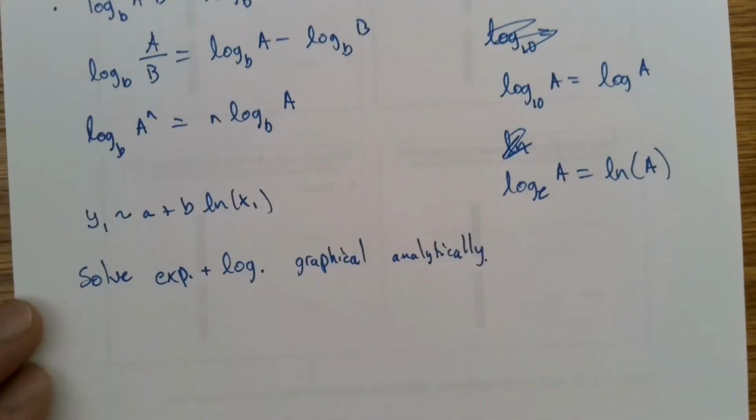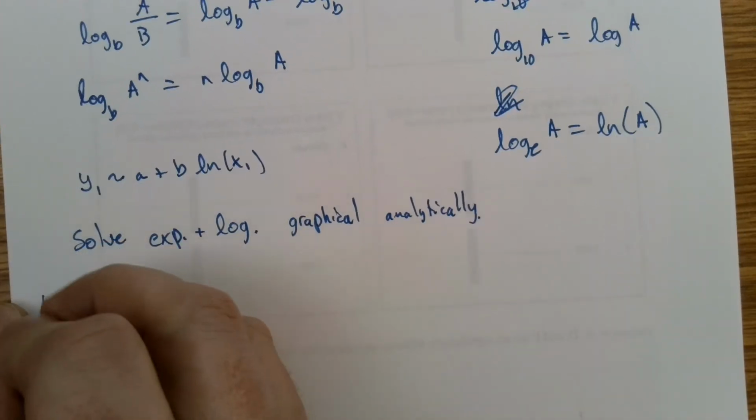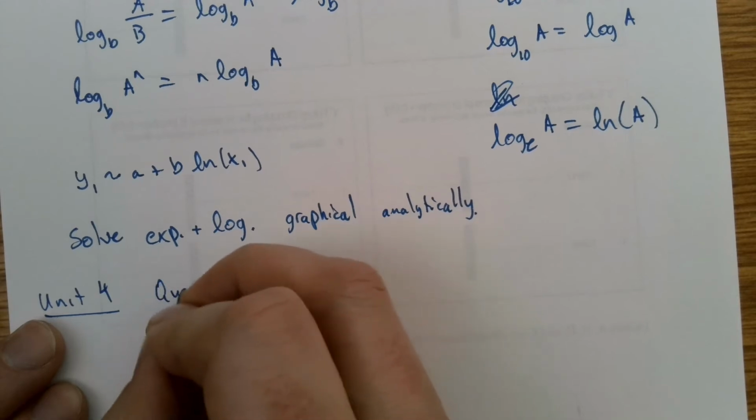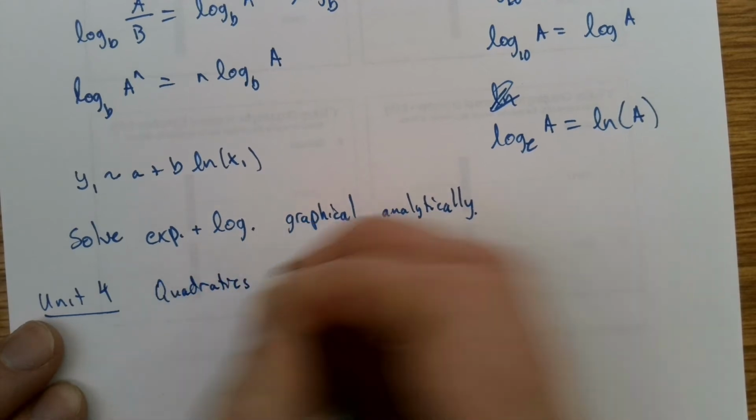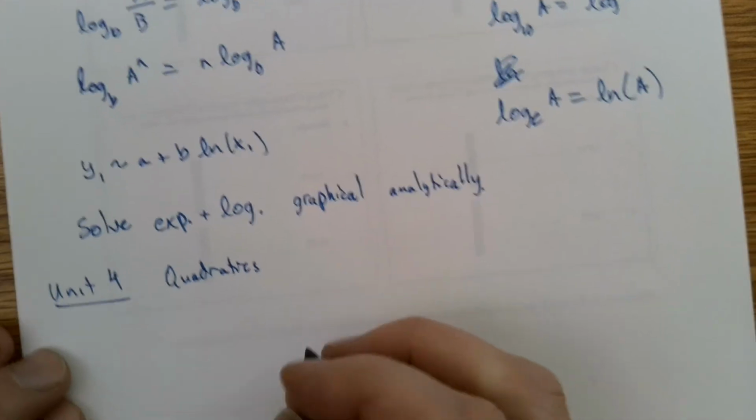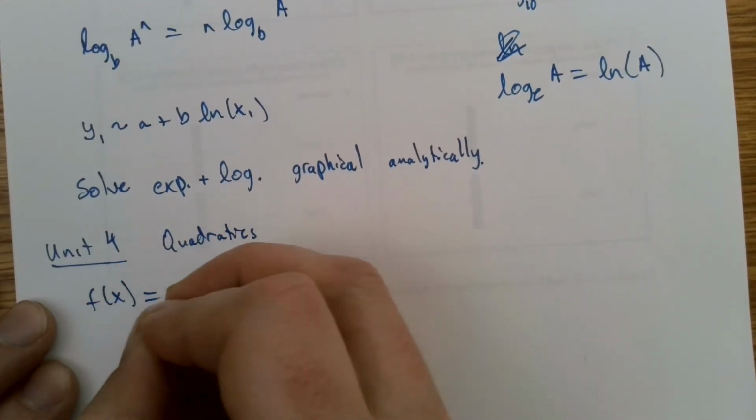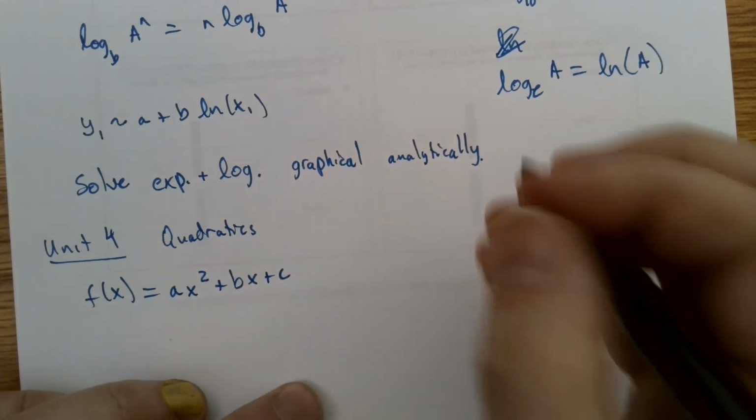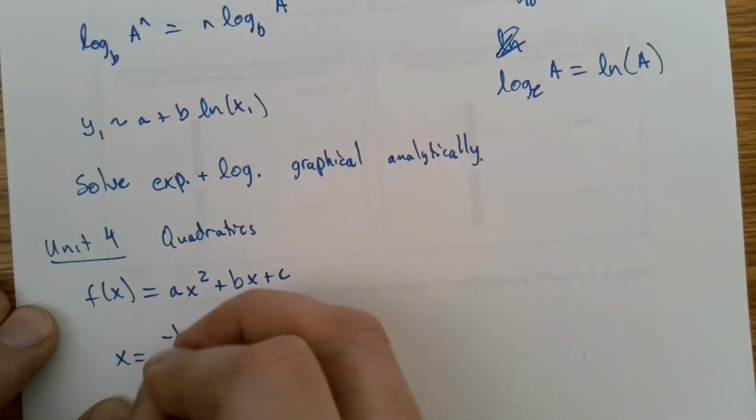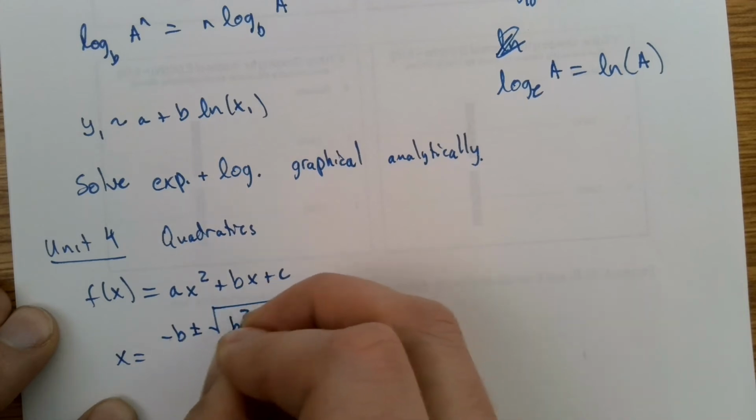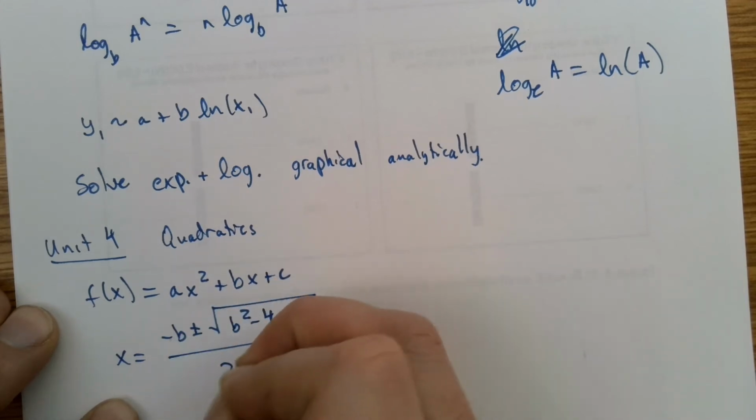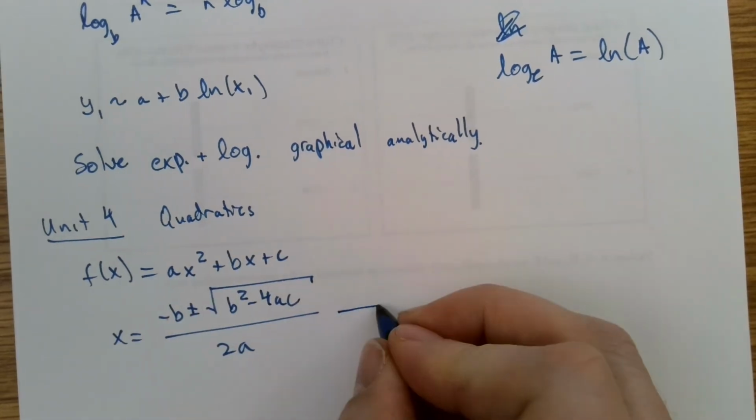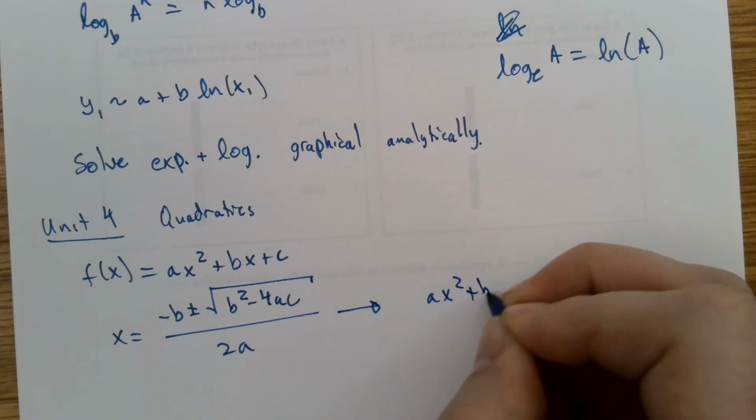That brings us to Unit 4, the last unit. And here was quadratics, and then higher ordered polynomials. So we were introduced to the quadratic function, f of x equals ax squared plus bx plus c, and the quadratic formula, x equals negative b plus or minus the square root of b squared minus 4ac all divided by 2a. When the function was in this form, I should say this is only true if we're solving this equation.